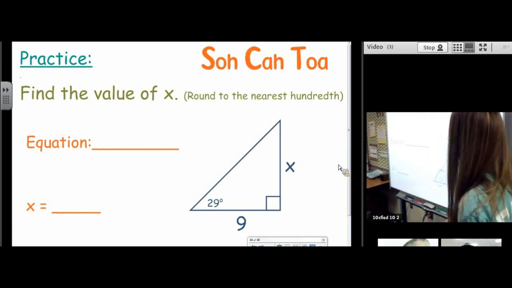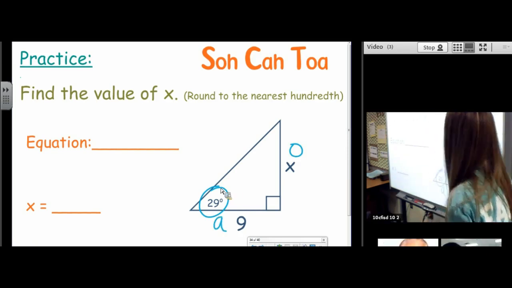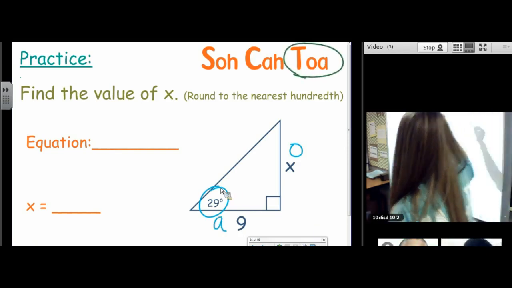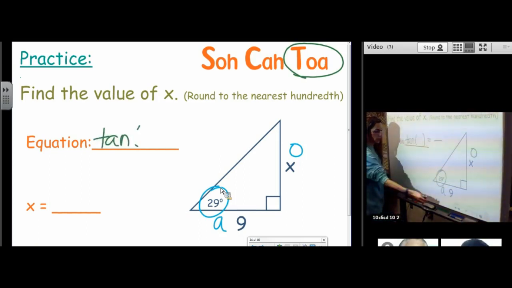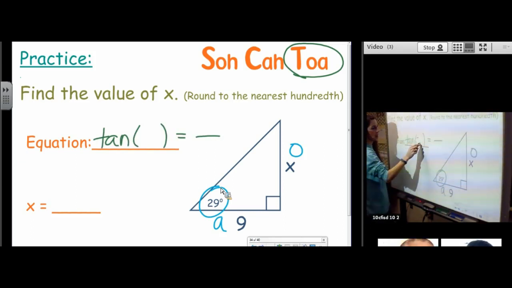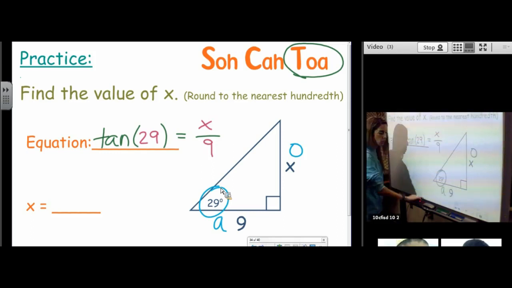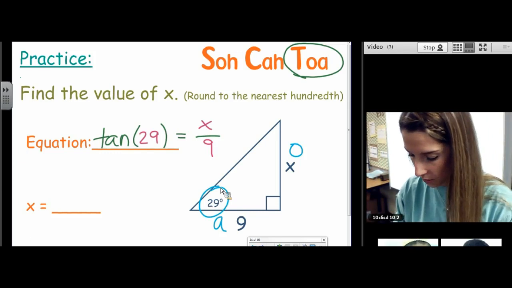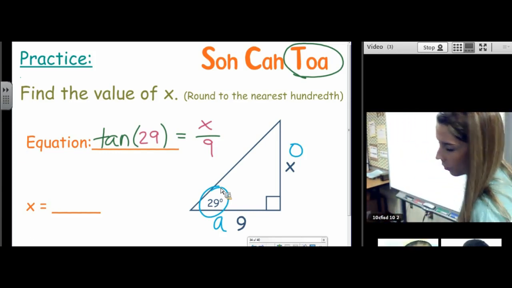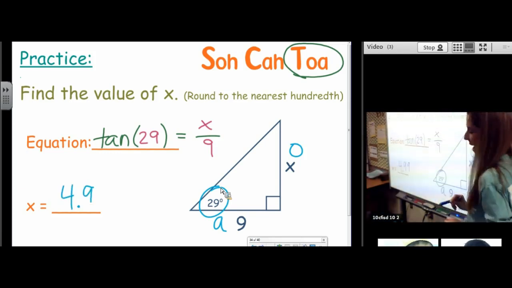Circle your angle. Opposite. Adjacent. So find the one with an O and an A. Tan is our winner. My favorite function. Set up your template. Put the angle in the trig function. And then put opposite over adjacent. X is in the numerator a lot today, isn't it? Okay, so 9 times tan 29. You should get 4.99, almost 5. So close.